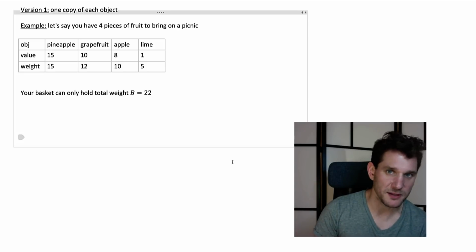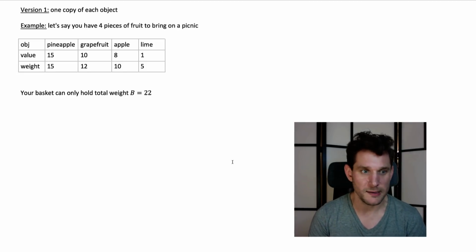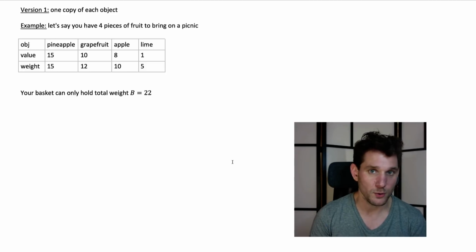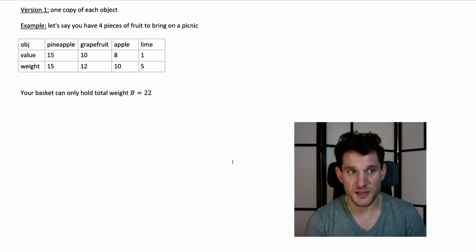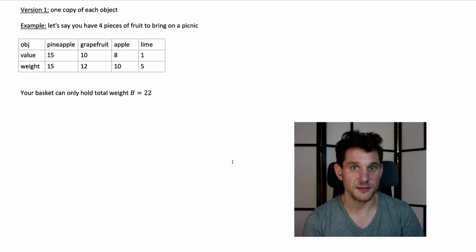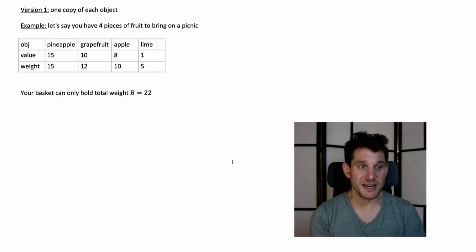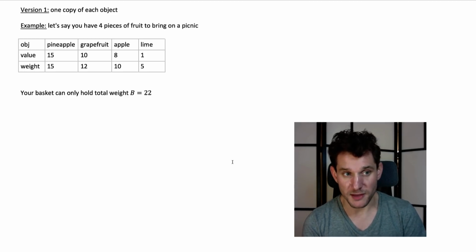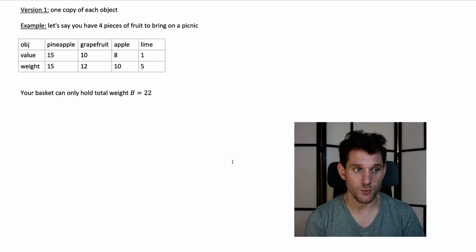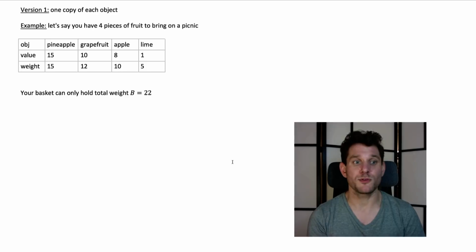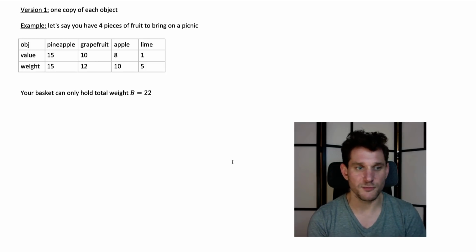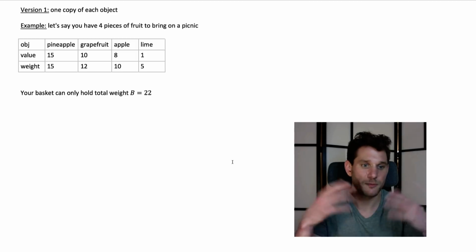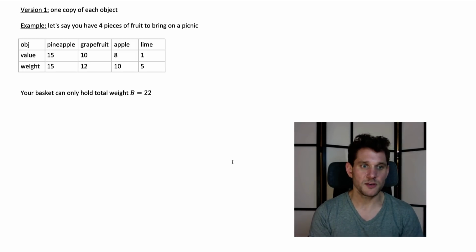Okay, so like a simple example, let's just imagine that you're trying to bring fruit to a picnic, and you have a basket that can only hold, let's say, 22 ounces of fruit, and you have these 4 different pieces of fruit, and let's say you have only one of each of these possible fruit types. Pineapples have a value of 15, grapefruits have a value of 10, apples have a value of 8, and limes have a value of 1. But of course, pineapples have a weight of 15, grapefruits have a weight of 12, apples have a weight of 10, and the lime has a weight of 5. So what's the most valuable pieces of fruit you can fit in the basket? What's the total maximum value that you can achieve in this basket subject to the weight constraint?